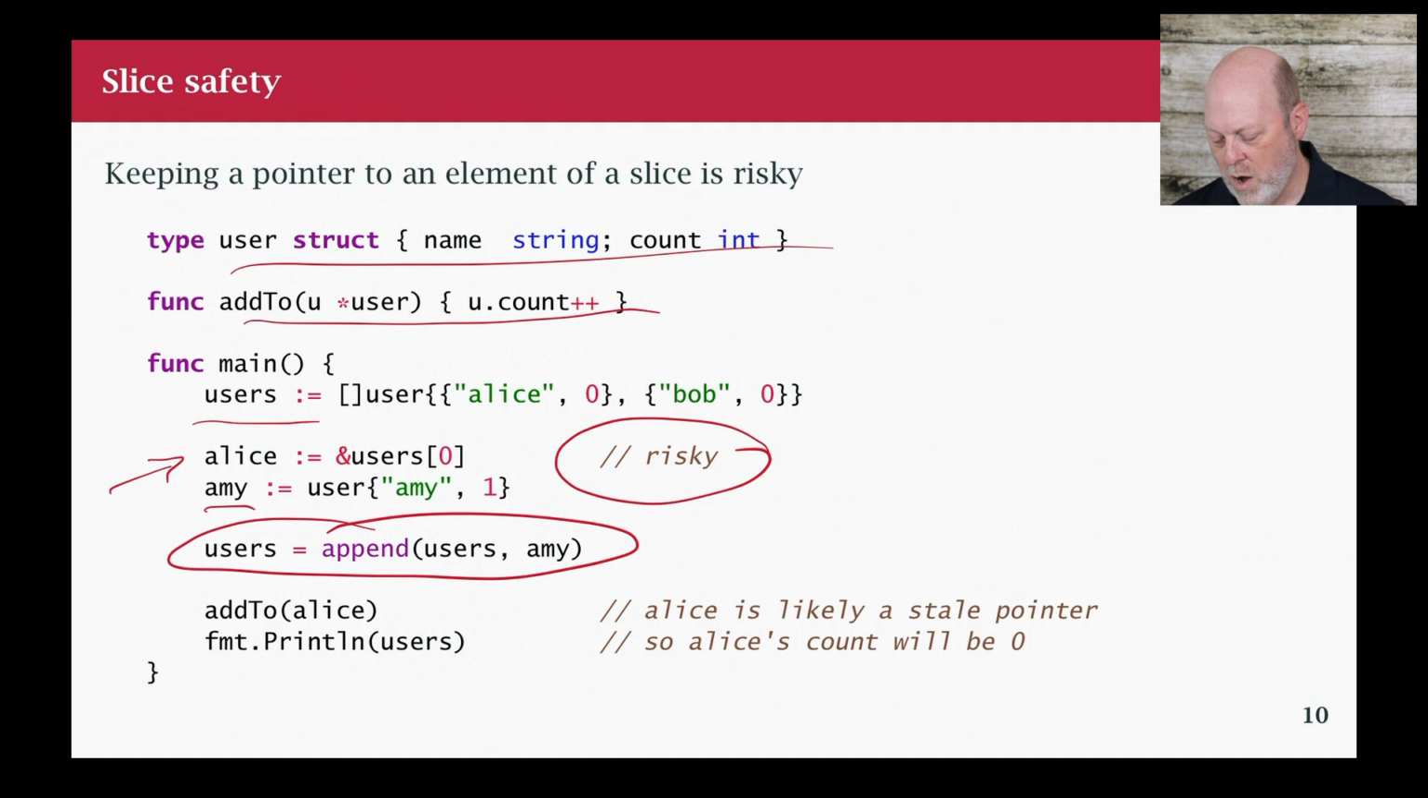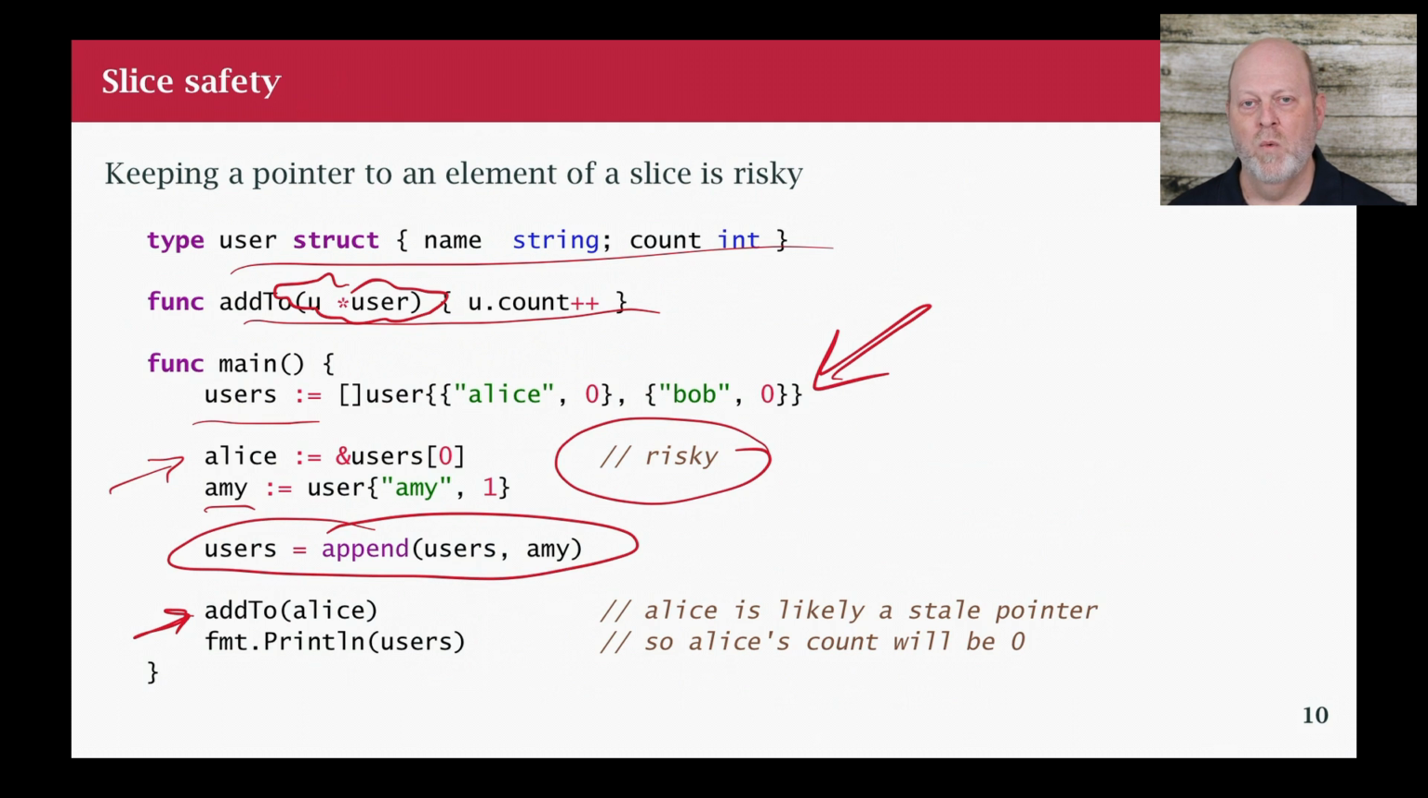And so when I now call add to Alice, and add to Alice takes a pointer to this Alice that I saved, well, okay, so there's 2 things to say here. The first is it's safe in the sense that my program won't crash because garbage collection, right? But what is my Alice pointer? My Alice pointer is a pointer to the original slice before I added Amy.